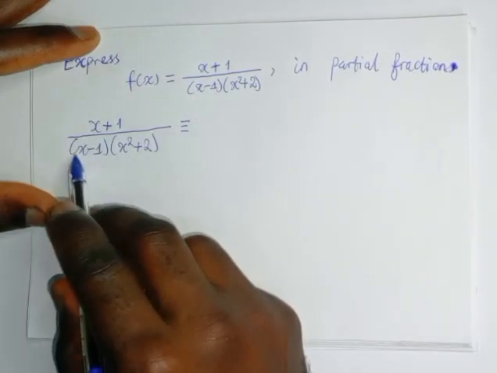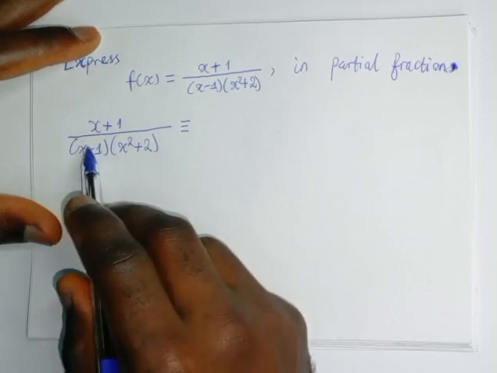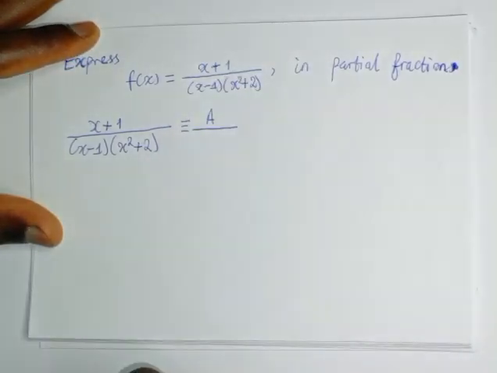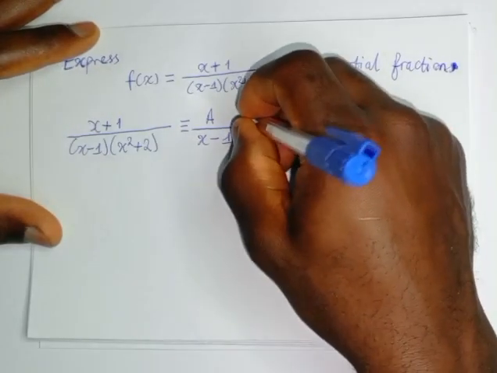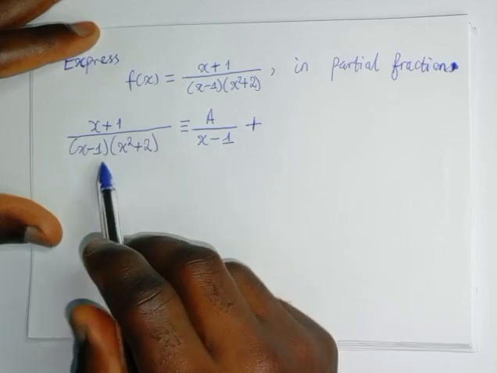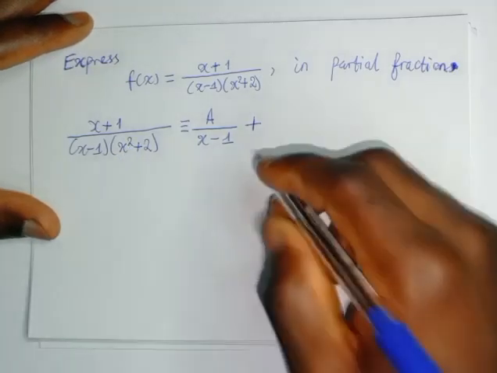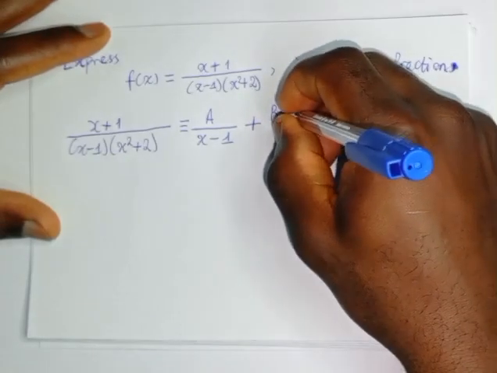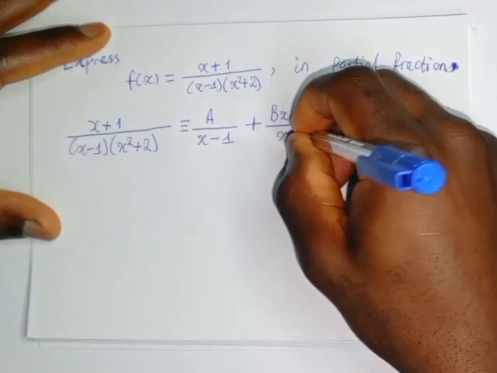You see that this factor at the denominator is linear. It has the highest power 1. So we can break this as a, where a is a constant, a all over x minus 1, like this, plus this other factor is quadratic. You can see it has the variable x has highest power 2 in this factor. We can express this as bx plus c on x squared plus 2.